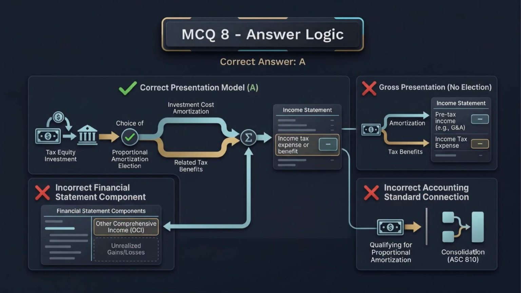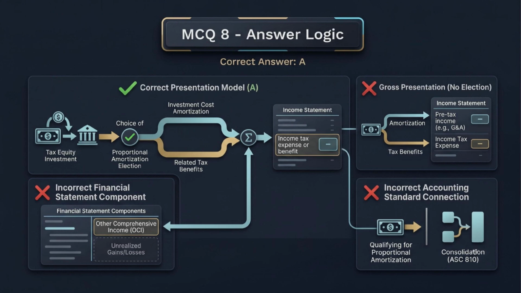The correct answer is A. Under proportional amortization, both the investment cost amortization and the related tax benefits are presented within income tax expense or benefit. Option B is wrong because gross presentation applies when the investment does not qualify for proportional amortization. Option C is wrong because other comprehensive income is not the presentation model for tax credit investment amortization. Option D is wrong because qualifying for proportional amortization does not trigger consolidation.